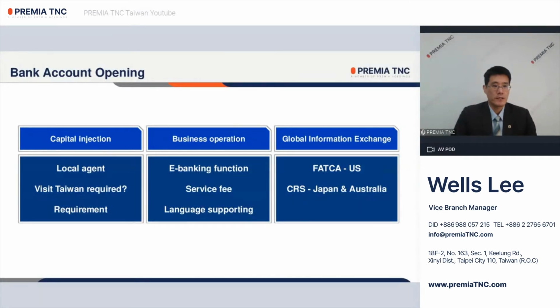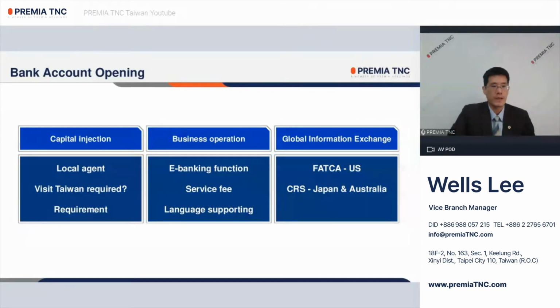Right. This part is about the bank account opening in Taiwan. Actually, bank account opening is really important for your Taiwan entity. Based on the local regulation, you must open a local bank account in Taiwan for capital injection. So the first thing is to find a local bank, either by yourself or through an agent.